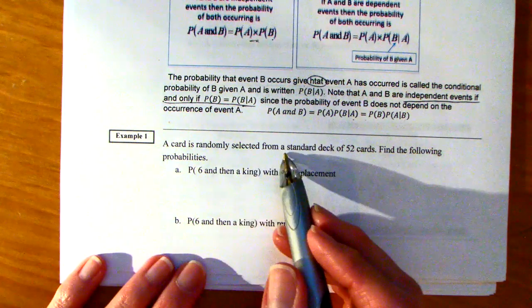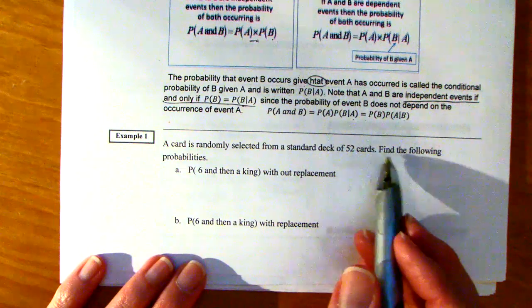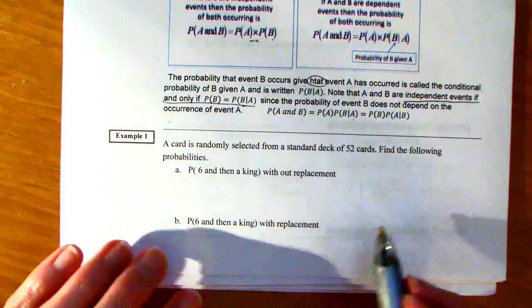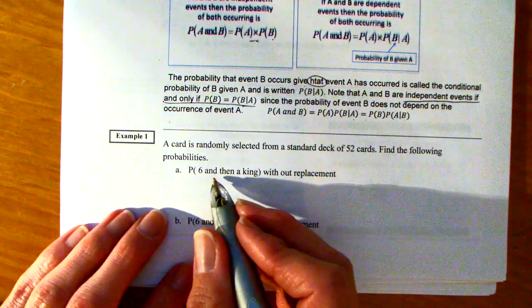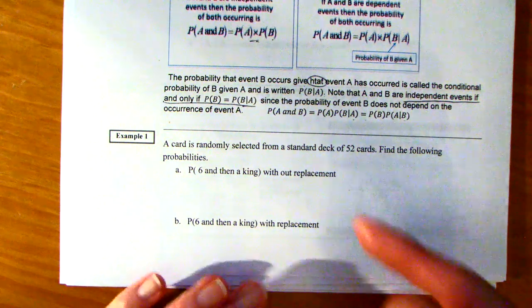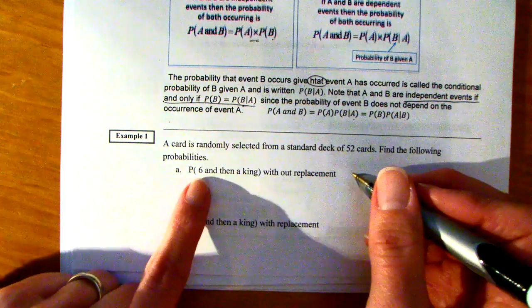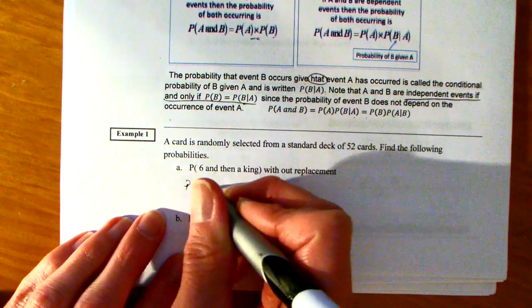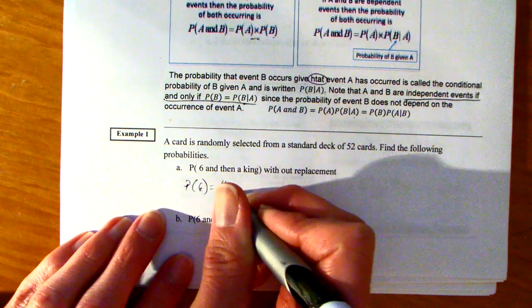A card is randomly selected from a standard deck of 52 cards. Find the following probabilities. You want the probability of a 6 and then a king. So you're taking out 2 cards, but you're not replacing one. Let's just look at the probability of a 6. You have 4 out of 52.